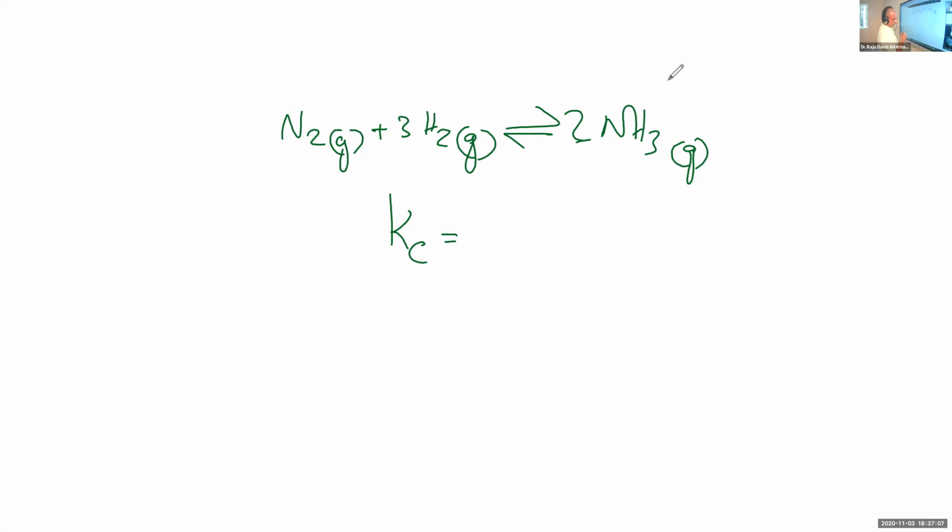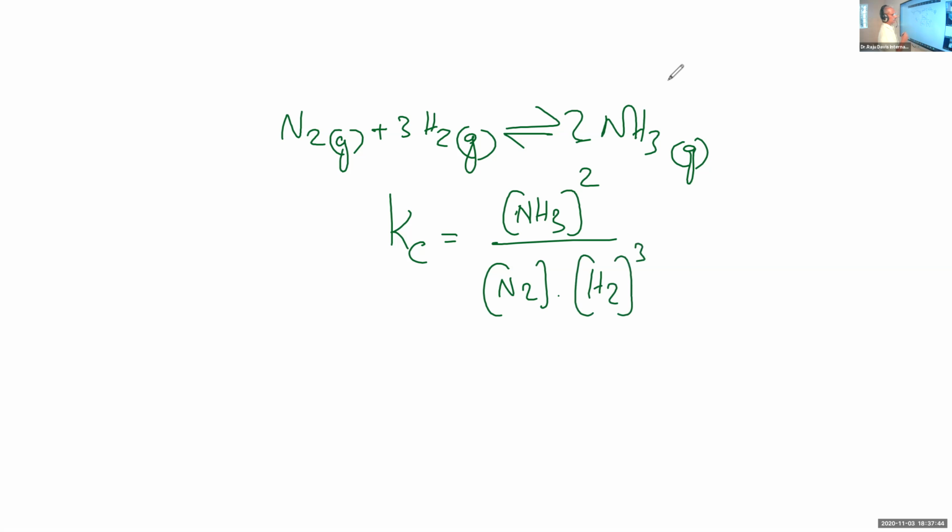Anybody can say? Dia, can you say? Equilibrium constant for this reaction. Dia, you look at this equation and say. Concentration of NH3 squared, by concentration of N2 raised to 1 into concentration of H2 raised to the power 3, the coefficient 3. So that is the equilibrium constant equation.